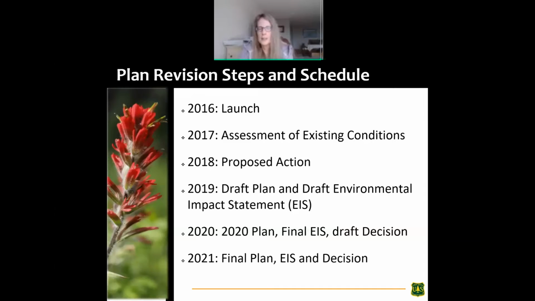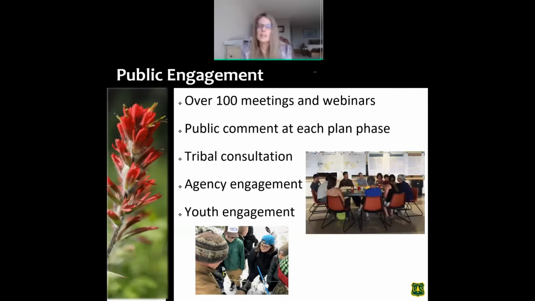So public engagement, as I mentioned, a number of times we had public engagement. Well, we've had easily over 100 in-person meetings and webinars. And again, think of the geographic span of the forest.